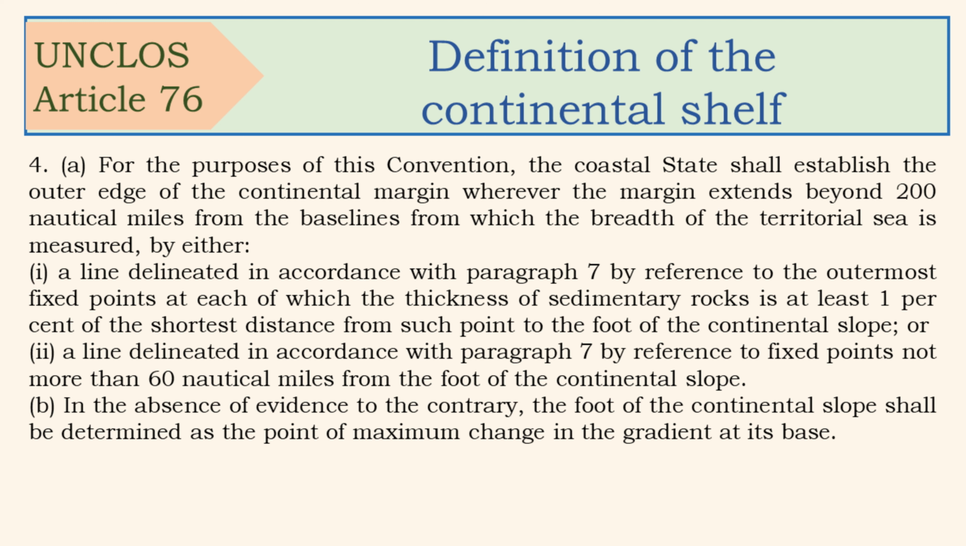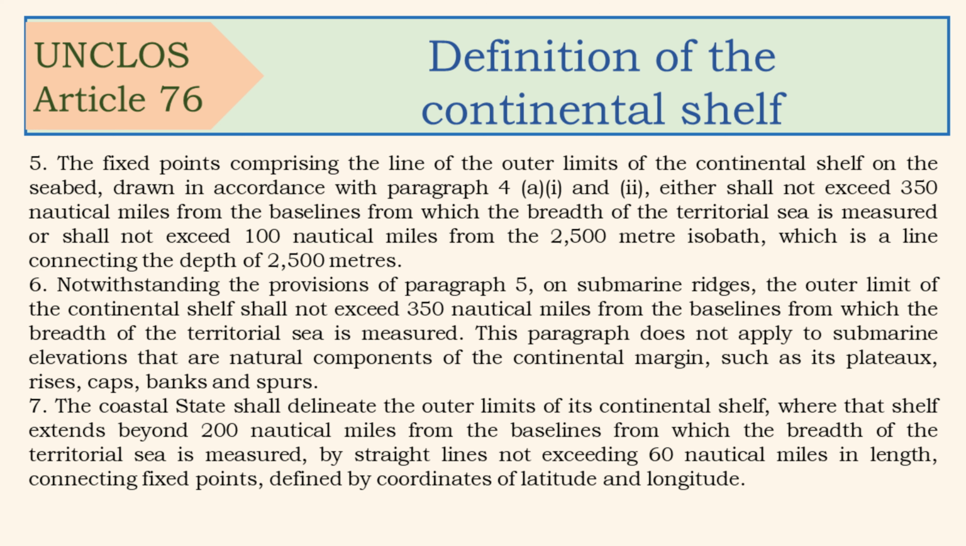b. In the absence of evidence to the contrary, the foot of the continental slope shall be determined as the point of maximum change in the gradient at its base. 5. The fixed points comprising the line of the outer limits of the continental shelf on the seabed, drawn in accordance with paragraph 4a, (1) and (2), either shall not exceed 350 nautical miles from the baselines from which the breadth of the territorial sea is measured, or shall not exceed 100 nautical miles from the 2,500-meter isobath, which is a line connecting the depth of 2,500 meters.